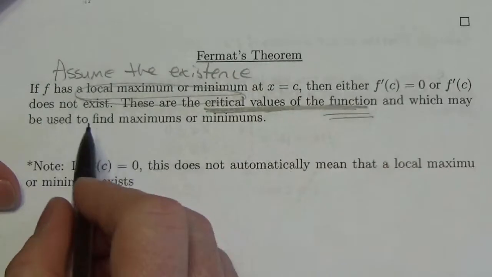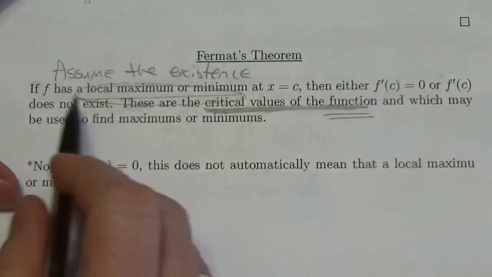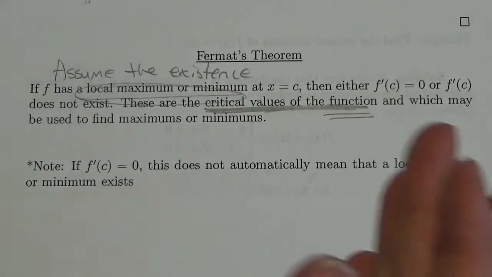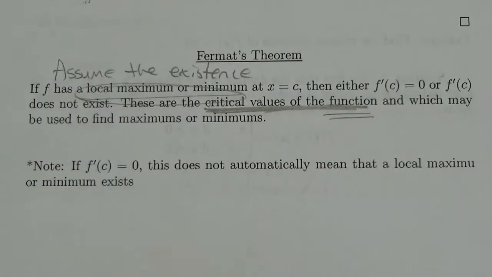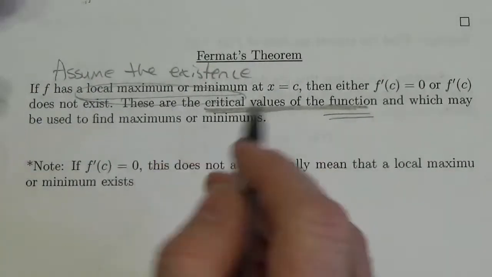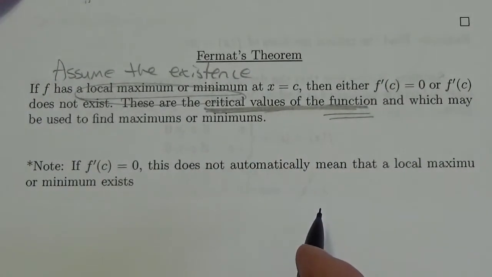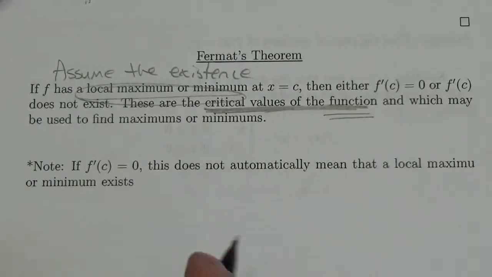Really the issue here is about where the derivative does not exist. Sometimes the reason the derivative doesn't exist is because there's an asymptote there. And that doesn't count as a critical number. You have to actually be looking at a max or a min. It must be in the domain of the function for that to work. Okay, enough said about that.